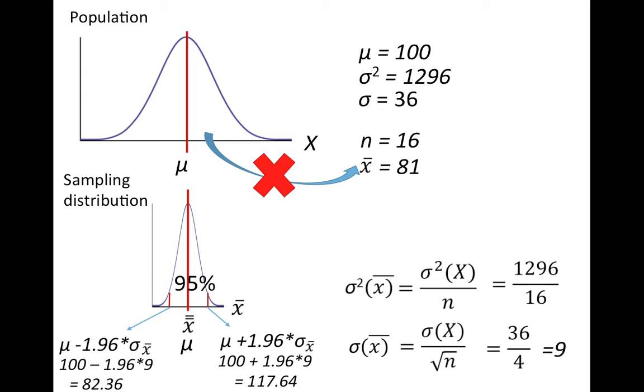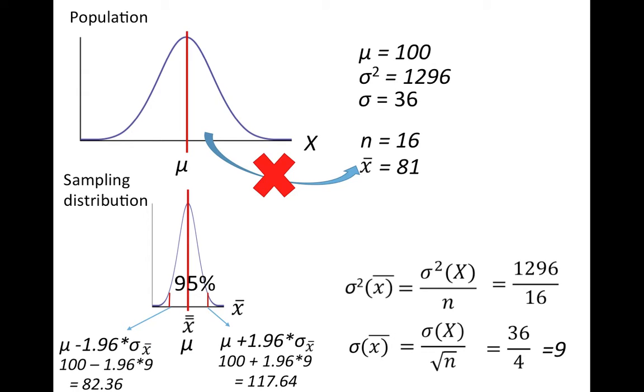So, just to repeat, in our previous example, we had a population with a known mean of 100 and a known variance. And we had a sample with a sample mean. And we used the standard deviation of the theoretical sampling distribution that is normally distributed to calculate an interval between which 95% of sample means from this population should be. And we concluded that it was not likely to get a sample mean of 81 from this population.